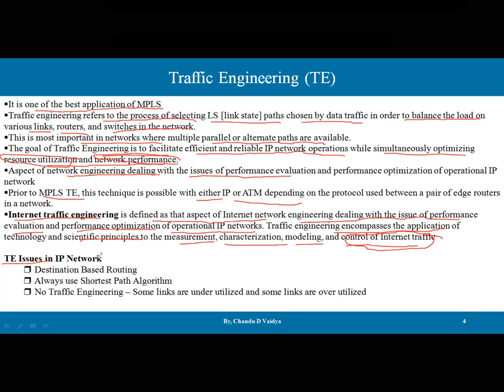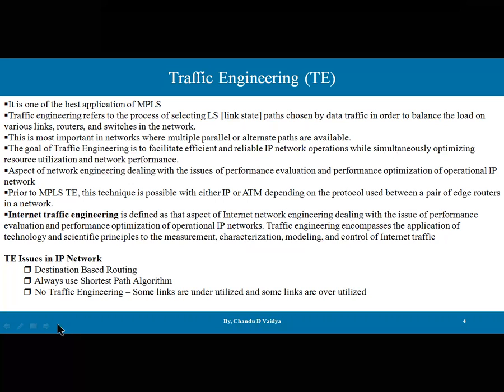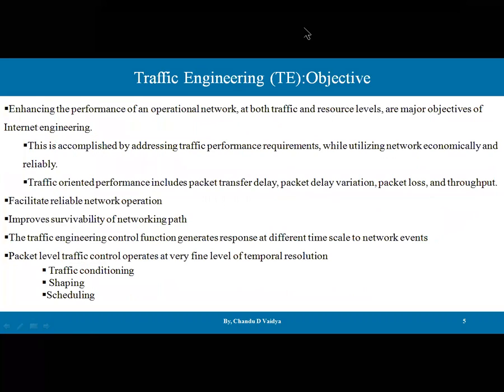There are some issues of traffic engineering in the IP network. Destination-based routing is one of the issues, because we don't know which type of routing algorithm has been set by the destination. It always uses the shortest path, so we are not considering any alternative metrics for selecting the best path. We consider only the shortest path, which may be a tedious task. So this is the issue in the IP network. Then, with no traffic engineering, some links are underutilized, or some links may be overutilized. This problem of underutilization and overutilization of links can be solved with the help of traffic engineering.